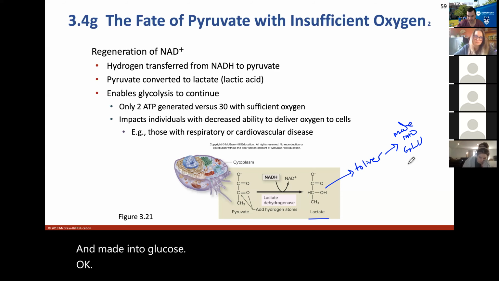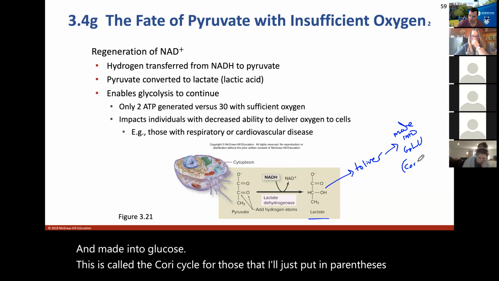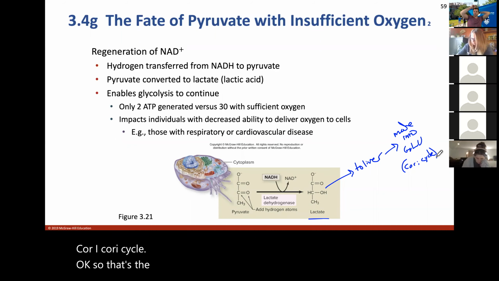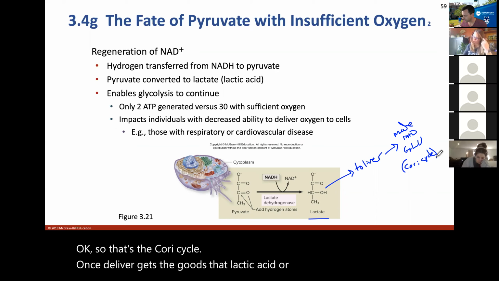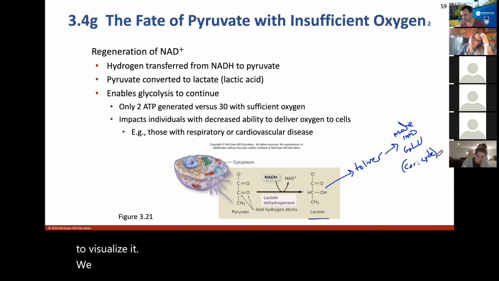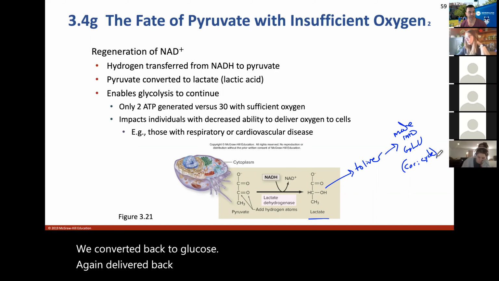This is called the Cori cycle. For those that know, I'll just put it in parentheses here. C-O-R-I, Cori cycle. Okay. So that's the Cori cycle. Once the liver gets the goods, that lactic acid or lactate, however you want to visualize it, we convert it back to glucose. Again, delivered back into the blood and sent back to the tissues.